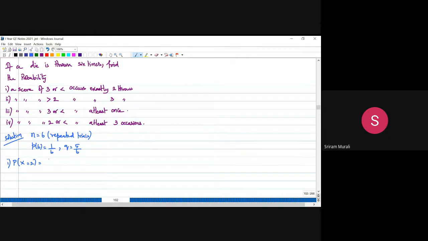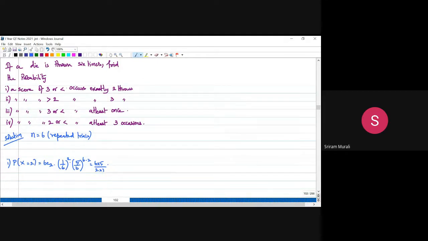So when it is exactly 2, it is 6C2 p power 2 q power 6 minus 2. So what is 6C2? 6 into 5 by 2 into 1, into 1 by 64, 5 by 64. Okay, I made a mistake. It is not 1 by 6.